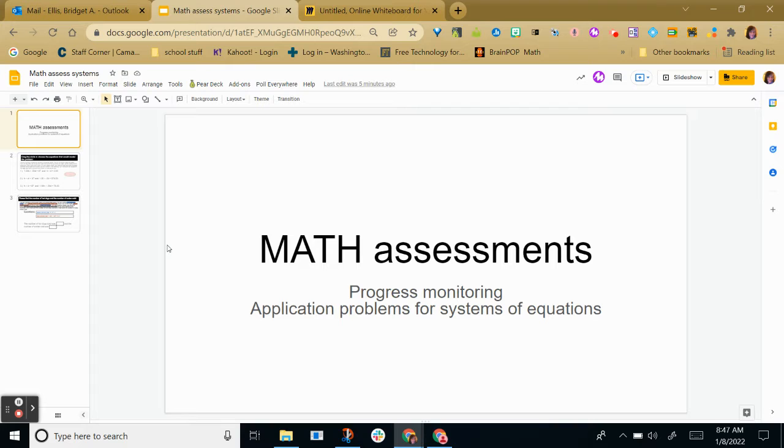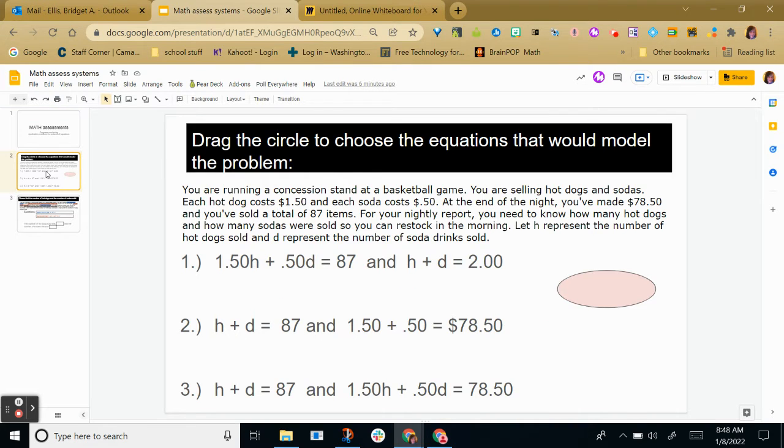So we're going to look at application problems for systems of equations. That means usually word problems. There are 2 pages to every problem that you're going to see. Let's look at the first one. It says drag the circle to choose the equations that would model the problem. Remember, a system of equations is 2 or more equations, in our case 2, with 2 or more variables, in our case 2. So for this problem, you're going to need to write 2 equations, and then you're going to use a strategy to solve that.